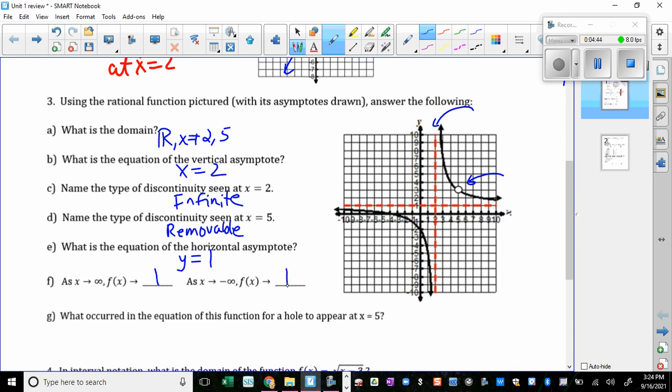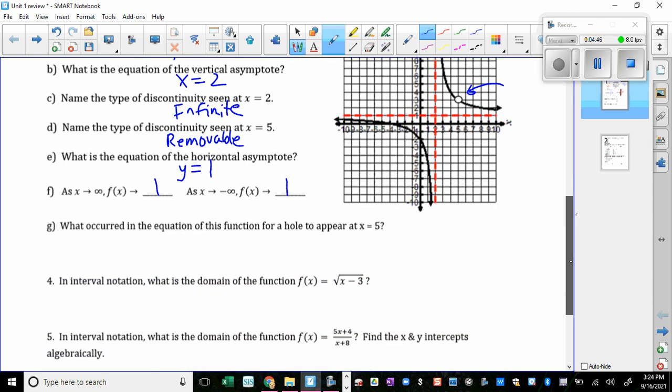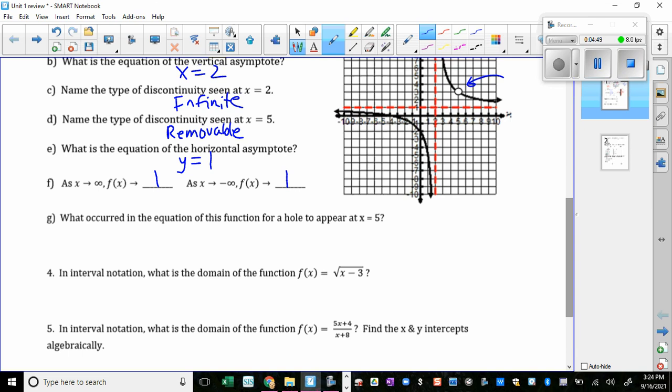All right, what occurred in the equation of this function for that hole to be there? Well, holes occur when you have something in the numerator and the denominator that cancel out. So there must have been an x minus 5 as a factor in both of those. And there could be other things there, but this must have canceled out somehow. So explain that right here: there was a factor of x minus 5 in the numerator and the denominator that canceled out.